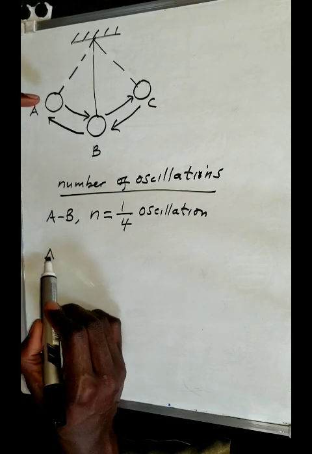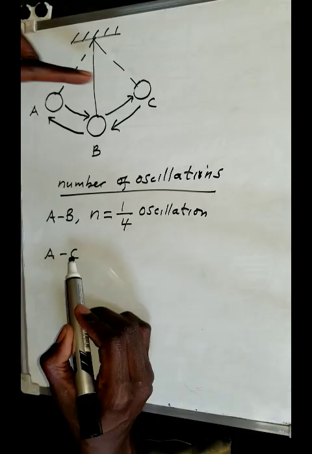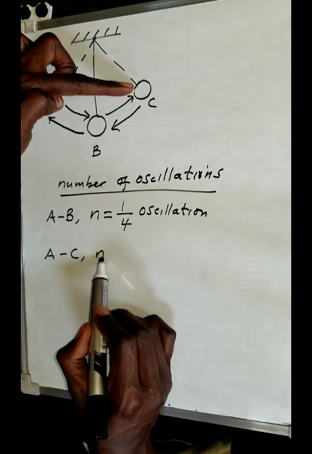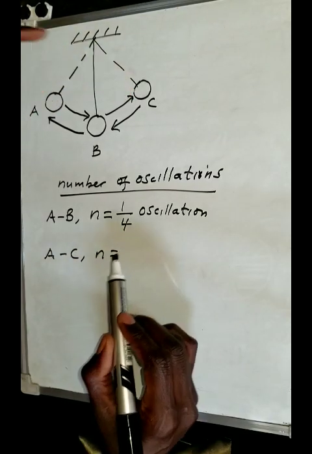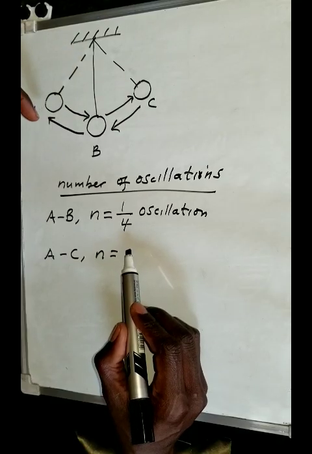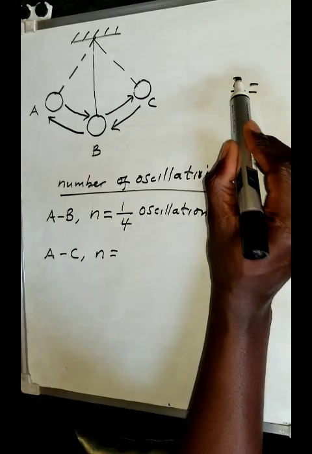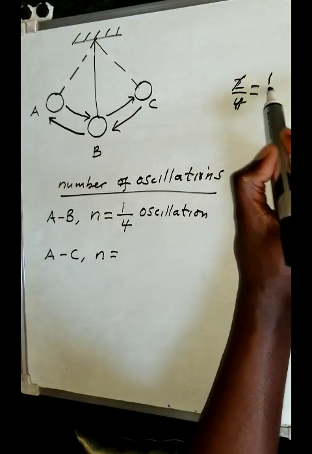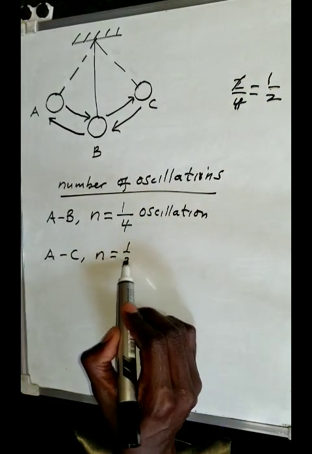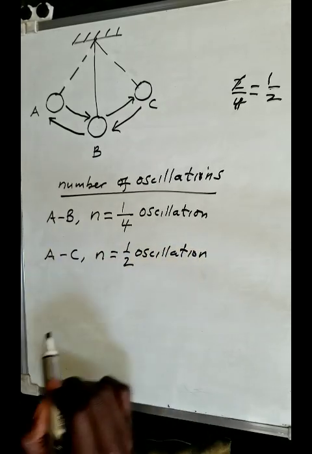Suppose it moves from A and stops at C now. Well, if it moves from A to C, it's like it has moved 1, 2 out of the total, which is 4. So it will be 2 over 4. But remember, 2 over 4, you need to reduce that. So in other words, it is half oscillation. It has made half oscillation.